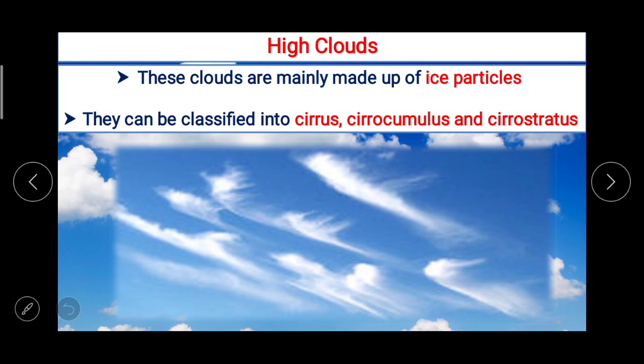These clouds are mainly made up of ice particles. जिनके हाइट 7,000 to 14,000 मीटर है, वहाँ पर जो क्लाउड्स बनते हैं वो मोस्टली आइस पार्टिकल्स के बने हुए होते हैं. They can be classified into cirrus, cirrocumulus and cirrostratus. In the first type, that is high clouds, there are three: cirrus, cirrocumulus and cirrostratus.